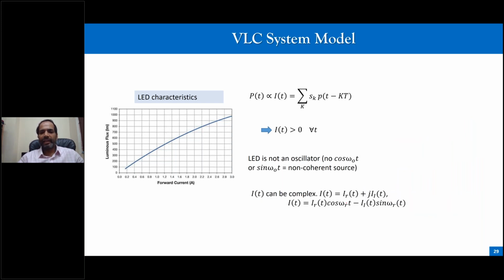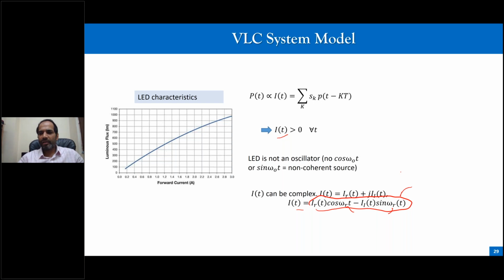Of course, but IT can be complex. This is the current that you are feeding to LEDs. This can be complex. What does it mean that this can be complex? That means it can be something like this: cos omega r t and sine omega r t. Omega r may be typically a smaller frequency. Okay, so you can generate it.